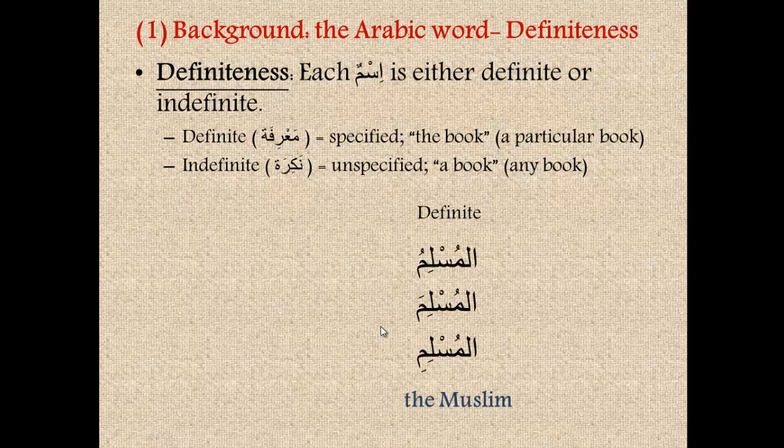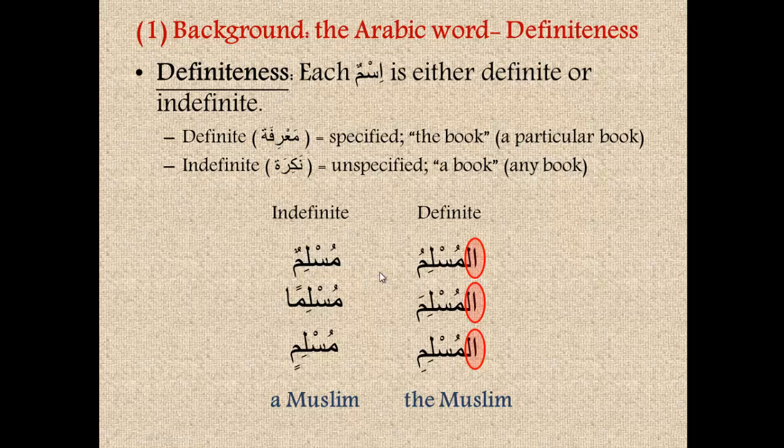Over here, we have three nouns, all of which are definite. We have al-muslimu, al-muslima, and al-muslimi. Just as a reminder, the case endings are different, but we're not going to worry about that for now. All three nouns mean the Muslim. Notice how we have an alif lam in front of the word. Al-muslimu, al-muslima, and al-muslimi. This alif lam is what makes the word definite.